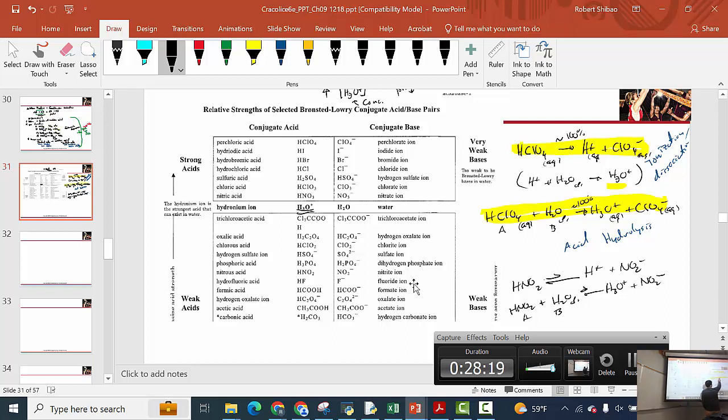If we have 100% reaction, how many molecules are left over? None. They all went downhill. There's nobody left at the top of the hill. Everybody's at the base, at the bottom of the hill. And so what we say is that the major species, there's only one, and there's no minor species. And so the hydronium and perchlorate over here are the major species.